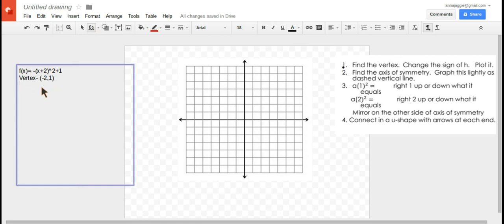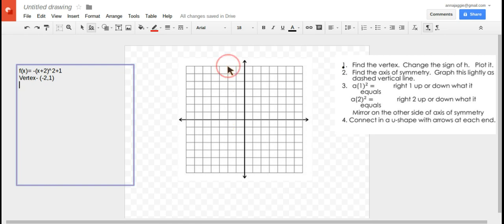And the reason why it is -2, 1 is because our original form is a parentheses x minus h, another parentheses squared, plus k. So we already have our vertex written out, so that's why it is a -2. And then the next thing we're going to do is find our axis of symmetry. Our axis of symmetry is based off of our x value, so it's going to be -2.